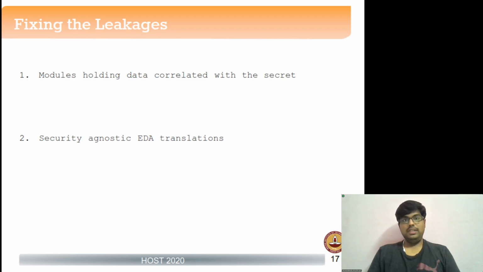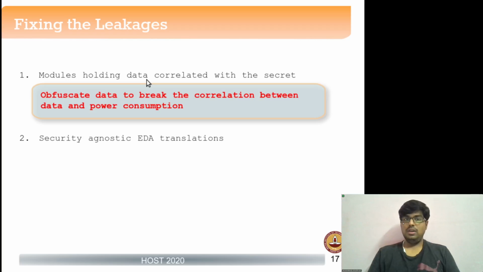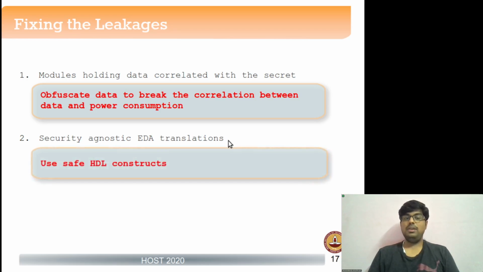So far we have seen two major reasons for information leakage in our reference platform. The first reason was modules that hold the data, which is correlated more with the secret. In order to break the correlation, we obfuscate the data to break the correlation between data and power consumption. The second major reason for information leakage was security-agnostic HDL translation, which can be protected by using safe HDL constructs.